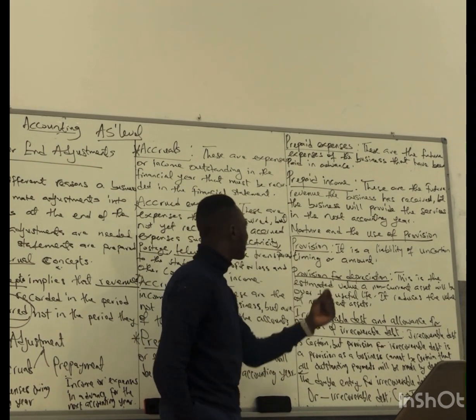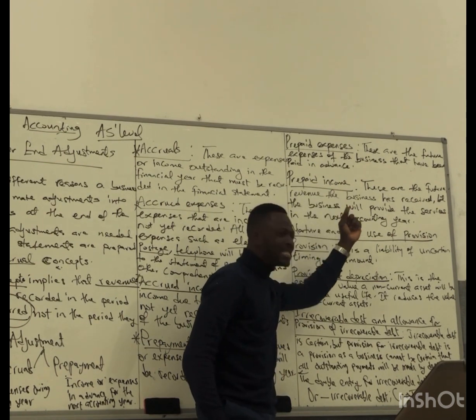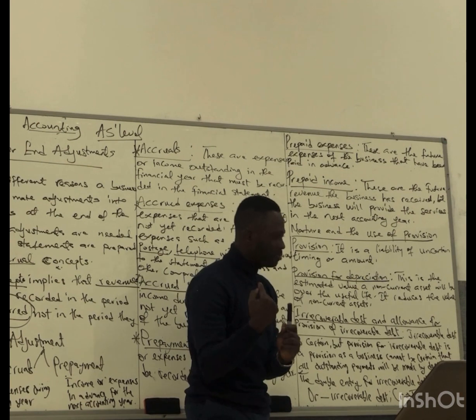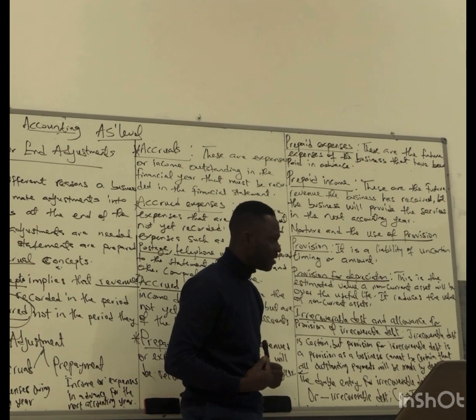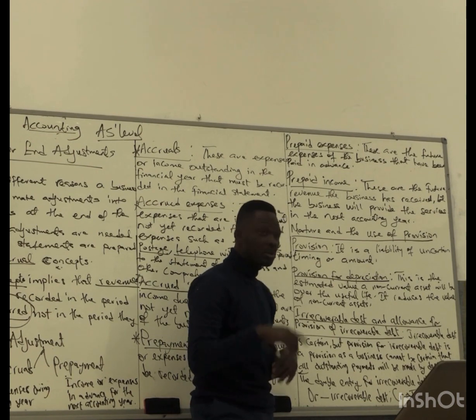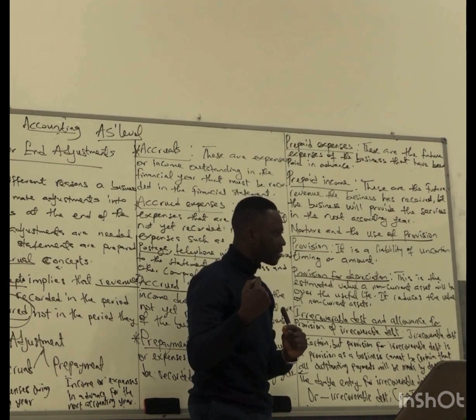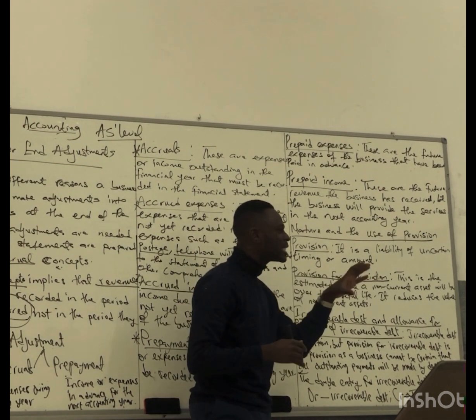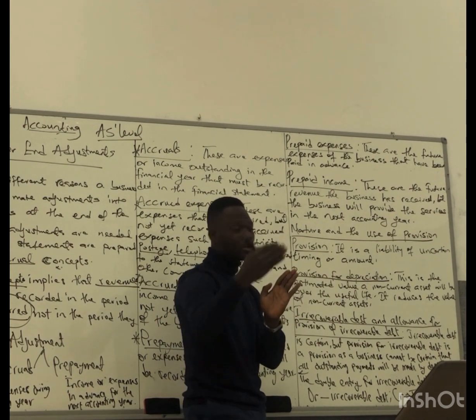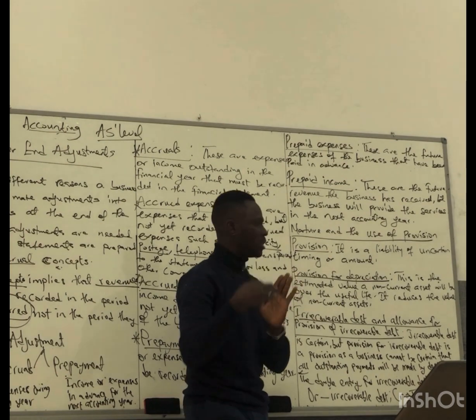Get the point here. Prepaid expenses. These are expenses that we have paid for right now. It is an expense for us now, yes, but it's going to count for the next year. So we're going to record it in our statement of financial position as other receivables. So we are yet to get those services, but we have paid for them.